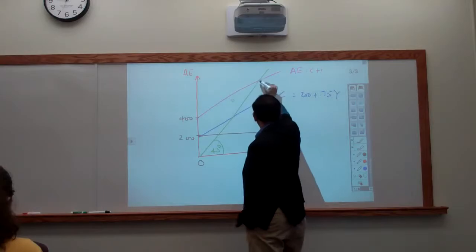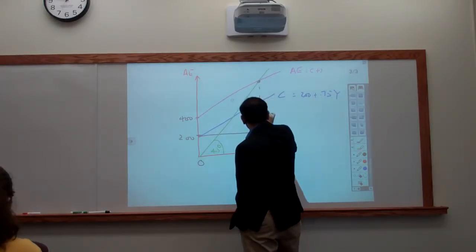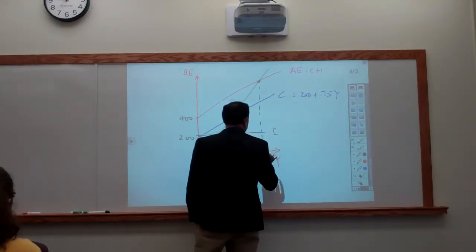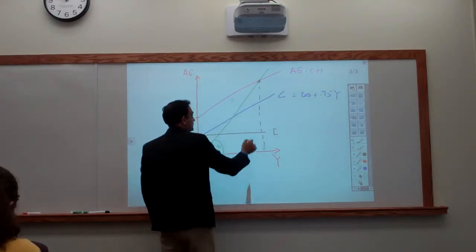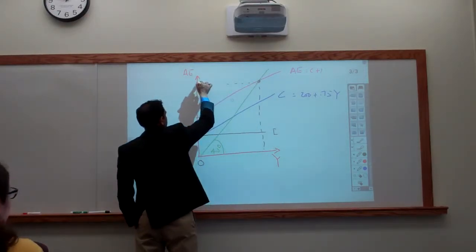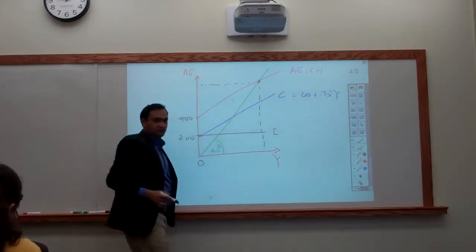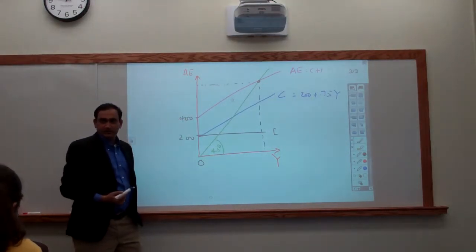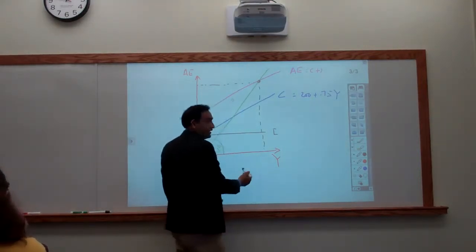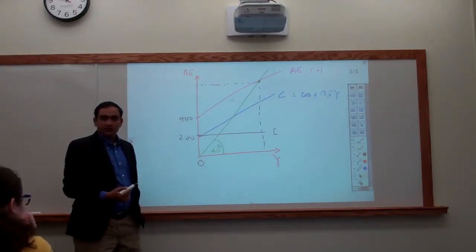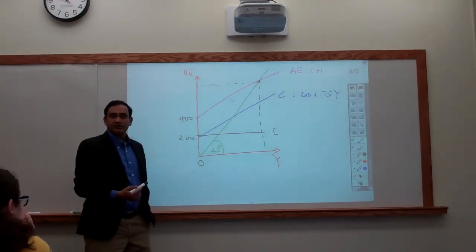So now we have the intersection taking place here, and that gives you the equilibrium value of GDP and also planned aggregate expenditure. They are equal at that intersection, right? So what is this value? Now we know the value, right? Where does the intersection take place?